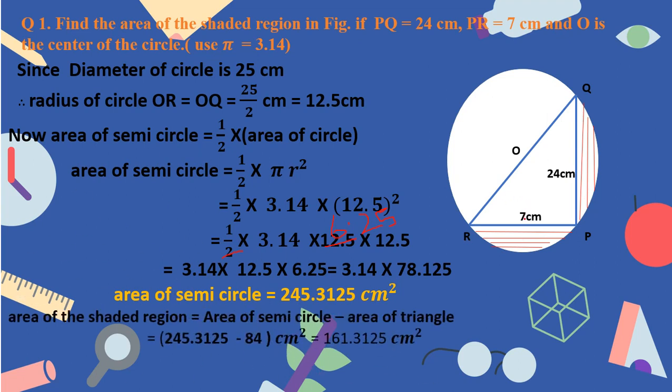Now easily we can find out the area of the shaded portion, that is area of semicircle minus area of triangle, and it is equals to 245.3125 minus 84, that is 161.31, or we can say area of this shaded part is 161.31 centimeters square.